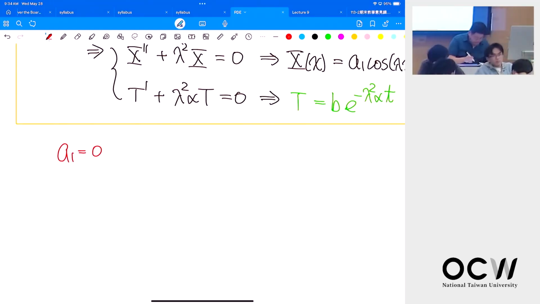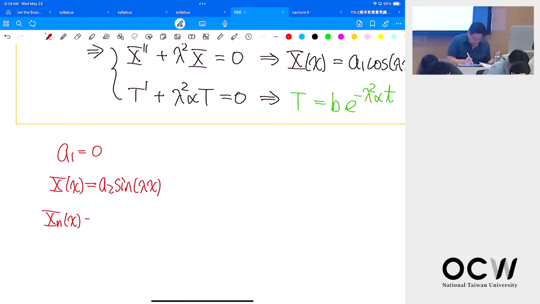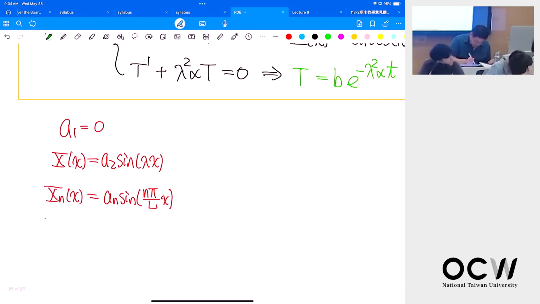So your x is A2 sine lambda x. That means your Xn, well, you put another boundary condition, you get sine n pi over L x. And then your temperature T at n, that's Bn exponential minus n squared pi squared over L squared alpha t.